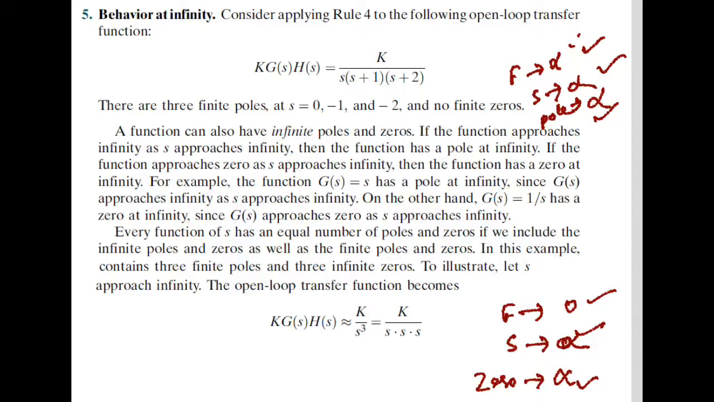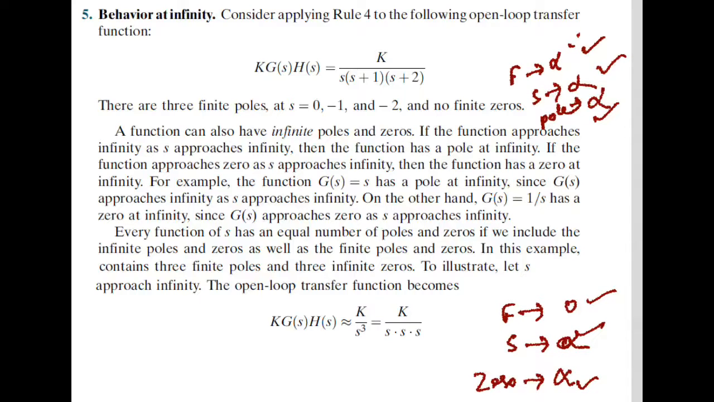So since we put s equals infinity and we get the function equal to 0, it has 3 zeros at infinity, not poles. So it has 3 zeros at infinity, so the number of poles and the number of zeros should be the same. If we have 3 poles, then it should have 3 zeros at infinity.